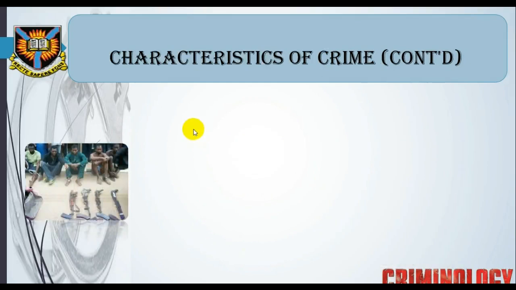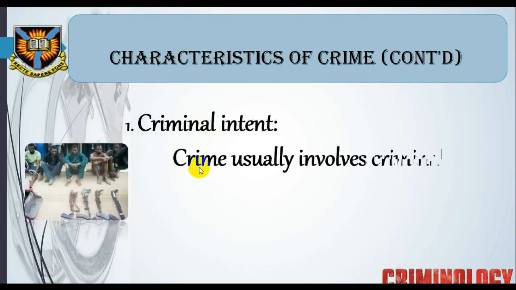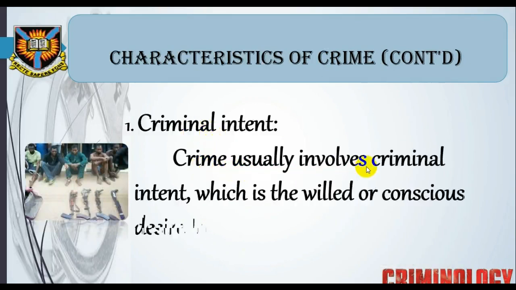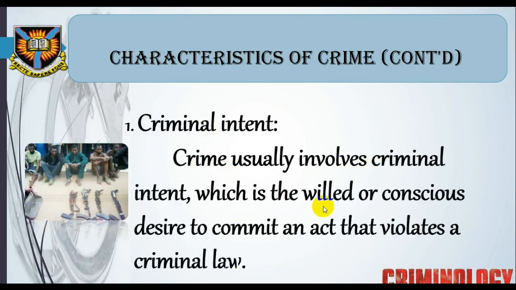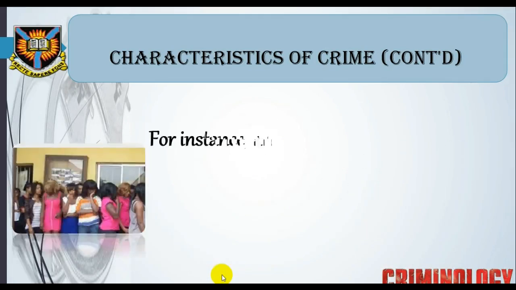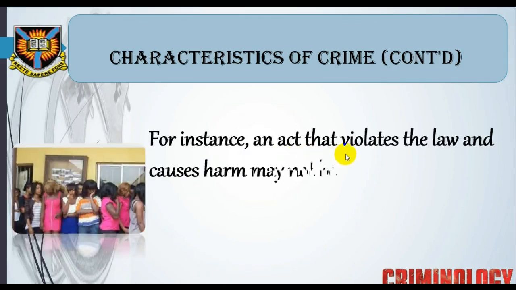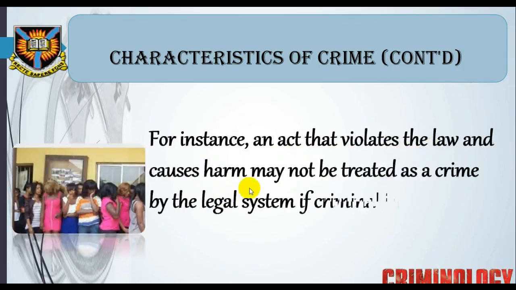1. Criminal intent. Crime usually involves criminal intent, which is the will or conscious desire to commit an act that violates the criminal law. For instance, an act that violates the law and causes harm may not be treated as a crime by the legal system if criminal intent is absent.